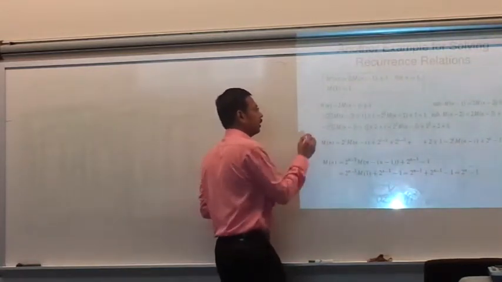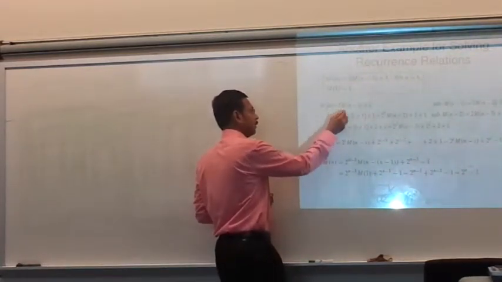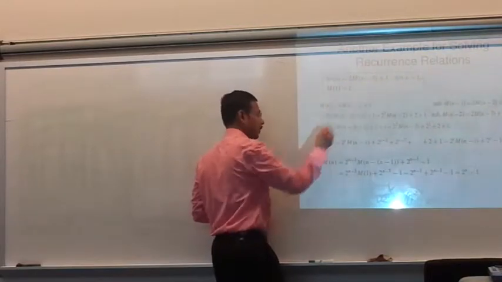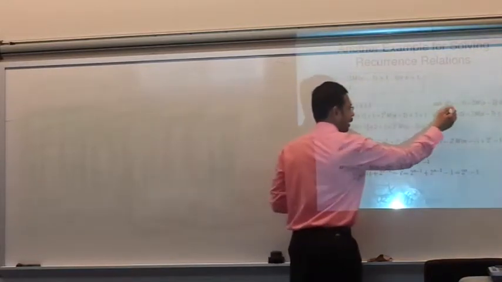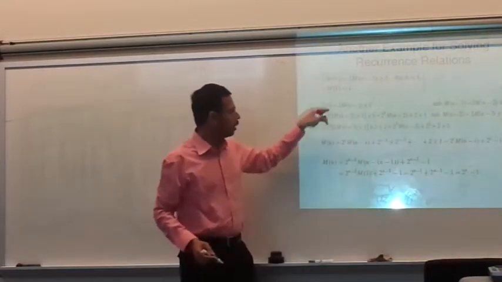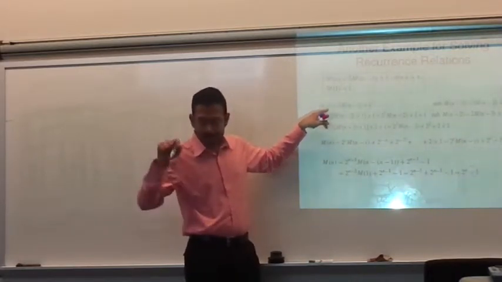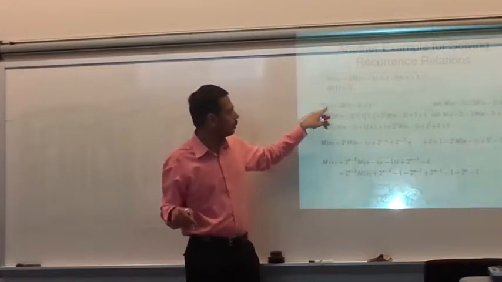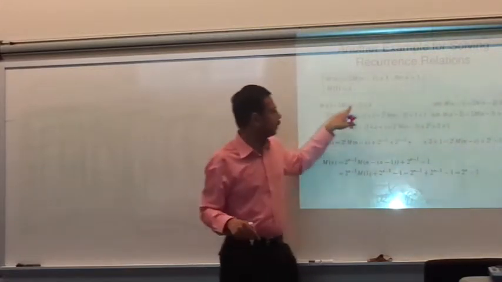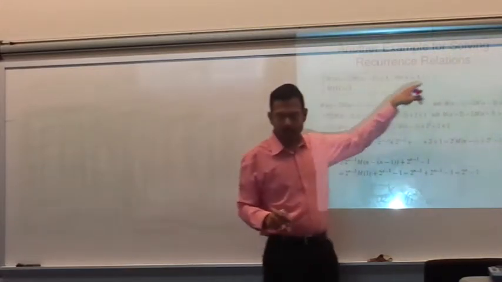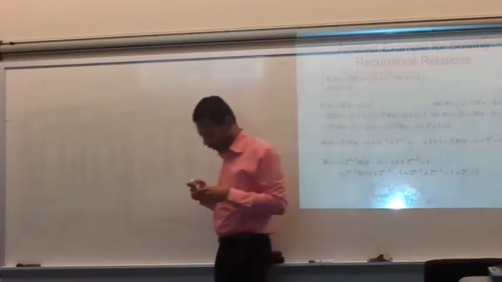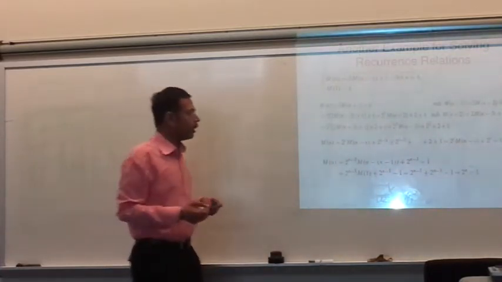Given this, since m of n is 2 times m of n minus 1 plus 1, we can write m of n minus 1 likewise as what? 2 times m of n minus 2 plus 1. So we replace n with n minus 1. So n is n minus 1. So n minus 1 minus 1 is n minus 2. So 2 rows. Right?